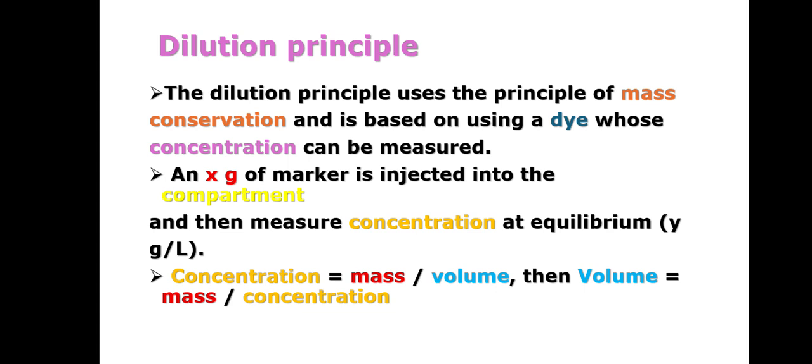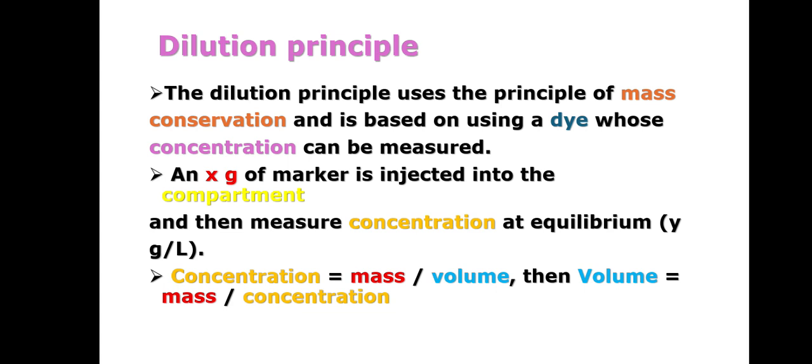Remember, this is the dye we've injected in the compartment. We are going to take it as X so that we come up with the formula, meaning that it could be anything. It could be 10 grams of the dye injected in the compartment, 3, okay, and then measure concentration at equilibrium. What is this equilibrium? When this particular dye has fully distributed across this compartment. Okay, so we want to measure them at equilibrium.